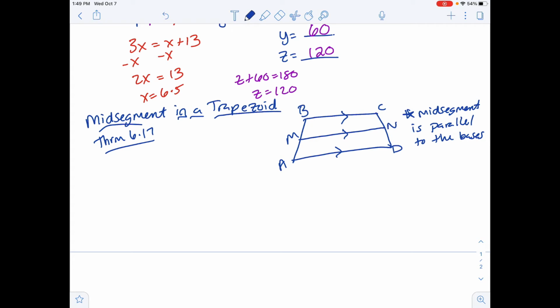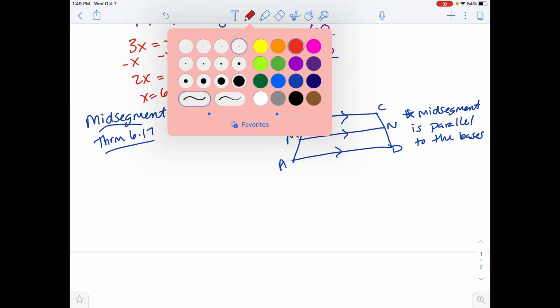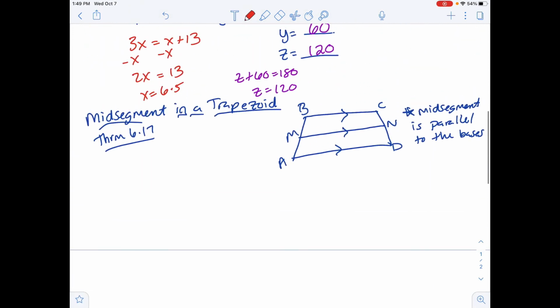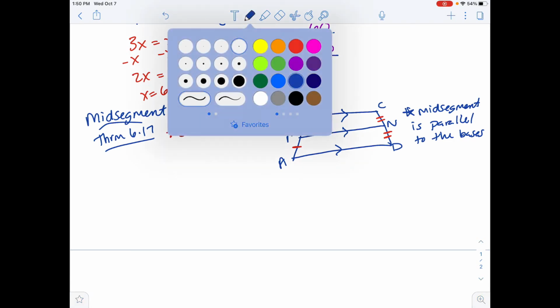So the mid-segment is going to cut each leg in half. But if this isn't an isosceles trapezoid, they're not all going to be congruent. So if it's going to cut each leg in half, that means BM and MA would be the same, and then CN and ND would be the same. Cuts each leg in half, or it bisects each leg.